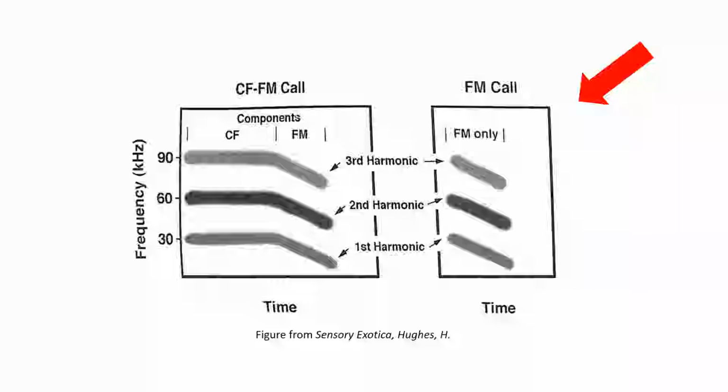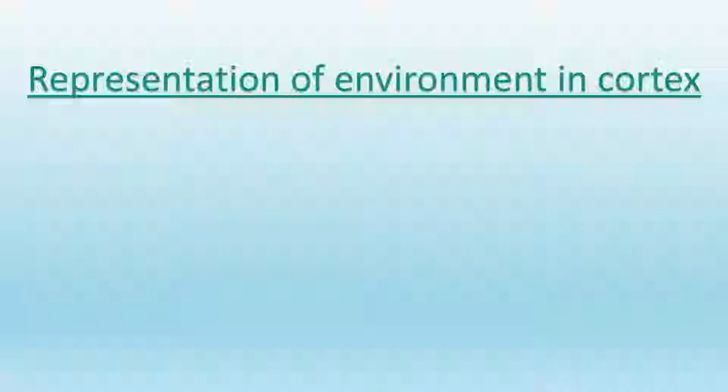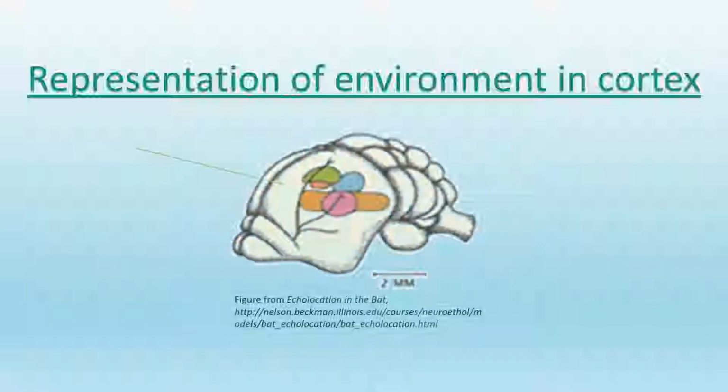However, many bat species, including the horseshoe bat and the mustache bat, are biosonar and use a CF-FM call composed of a constant frequency component, a sine wave, and a modulated frequency component, which involves a sweeping reduction in frequency. Generally, the CF component is used when the bat is flying, and the FM component when it has identified a target.